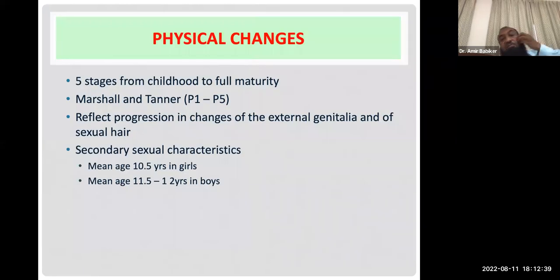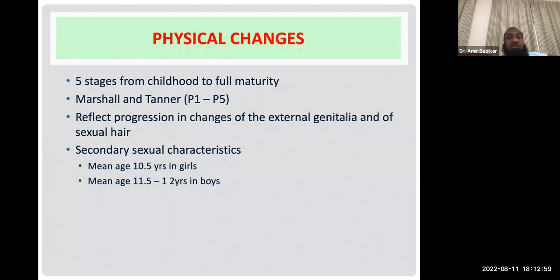Now when we come to talk about Tanner staging, Tanner is a British physician endocrinologist, Tanner Marshall. There are 5 stages of puberty. Each of them will take about 6 months to 1 year. So puberty to complete will take about 2.5 to 5 years.